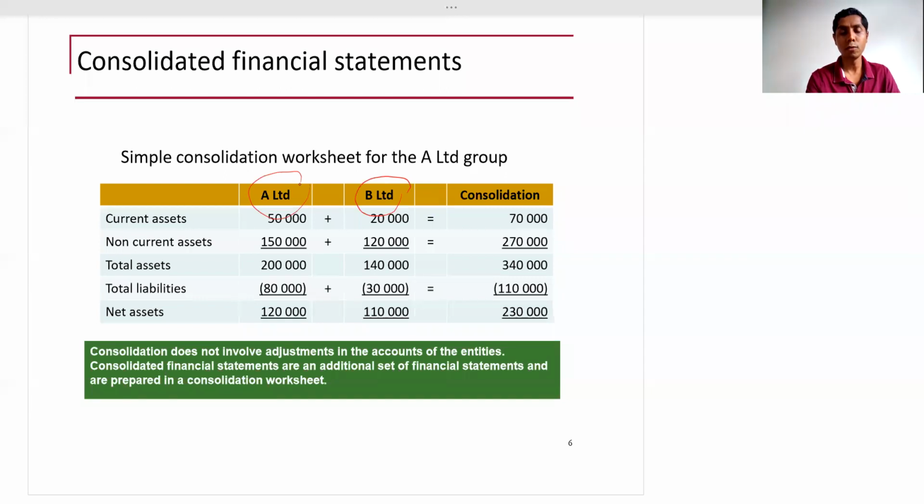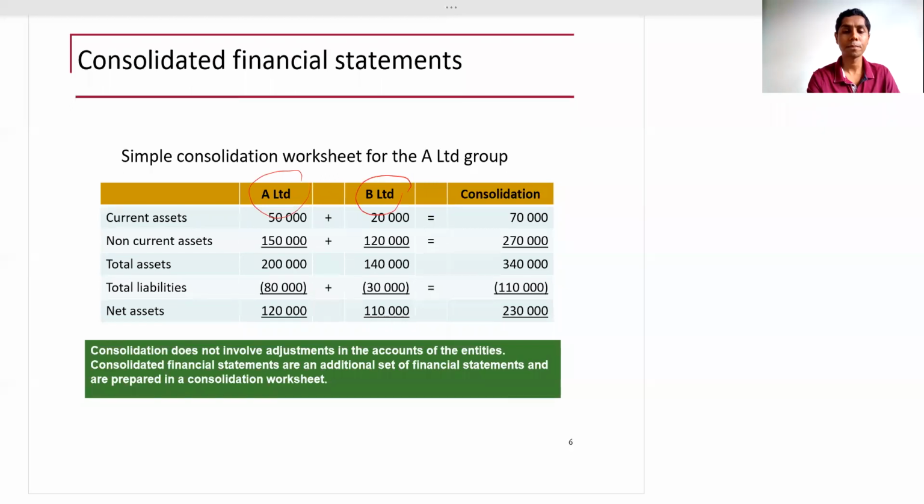That means we do not touch the A Limited's financial statements. We do not touch the B Limited's financial statements. Consolidation adjustments are done in a separate worksheet. Therefore, consolidation does not involve adjustments in the accounts of the entities. Consolidated financial statements are an additional set of financial statements and are prepared in a consolidation worksheet. Okay, I think these basic things you know.